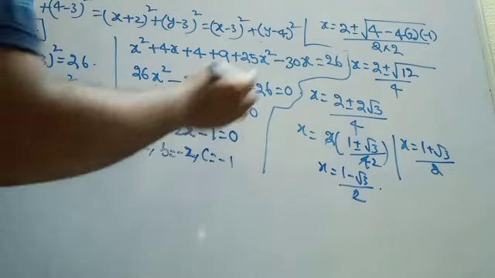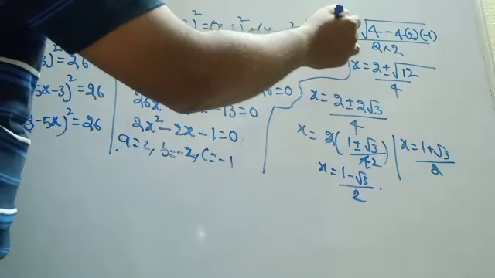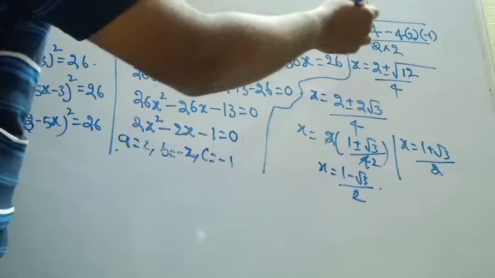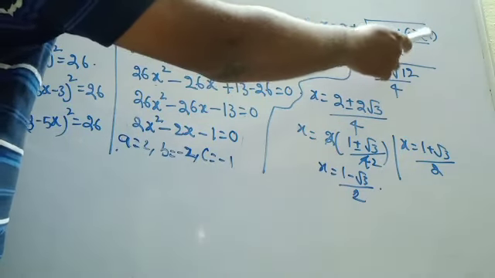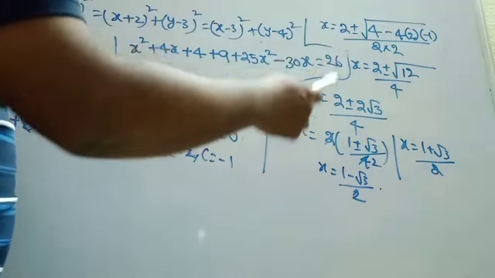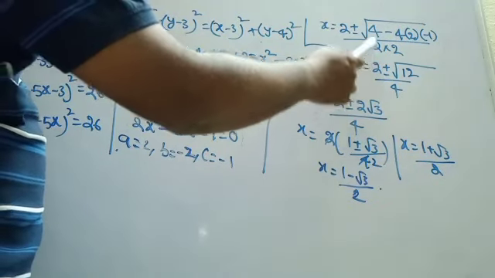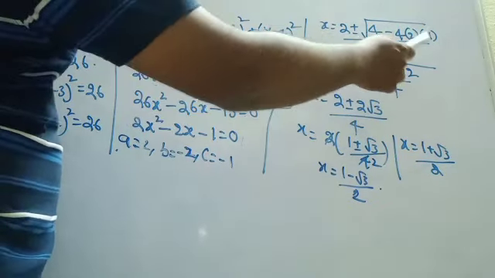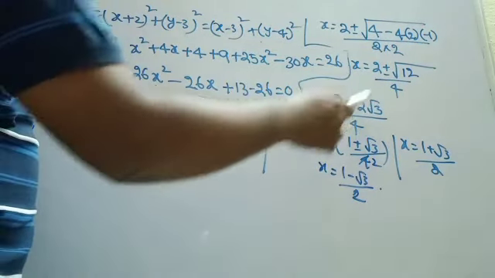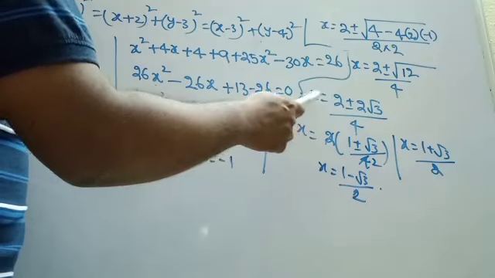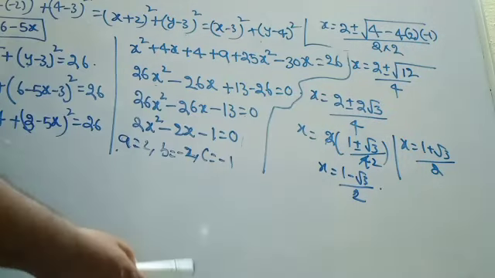Minus b, that means minus of minus 2, that becomes 2, plus or minus square root of b square. b square, minus 2 whole square, is 4, minus 4 into a is 2, into c is minus 1, by 2 into 2. That becomes x equal to 2 plus or minus square root of 4 plus 8, 12, by 4, like this. And root 12 you can write as 2 root 3. Okay, x equal to 2 plus or minus 2 root 3 by 4, like this.